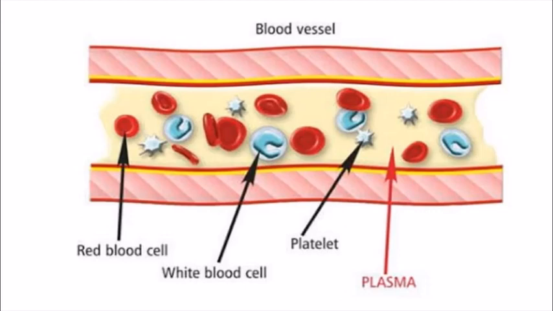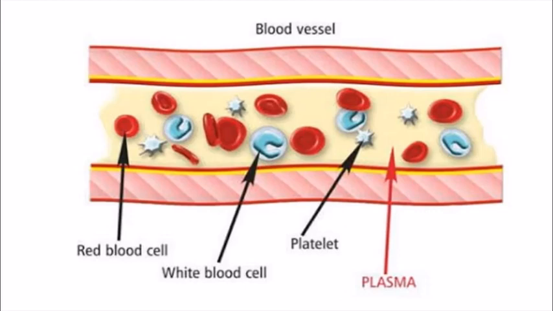Now the WBCs are colorless, they don't have any color, and they are larger than the RBCs. Also, they are nucleated, they have a nucleus in them. There are around 5,000 to 10,000 WBCs in your body. WBCs are of five types: basophils, eosinophils, neutrophils, monocytes, and lymphocytes. And WBCs are produced in the red bone marrow.